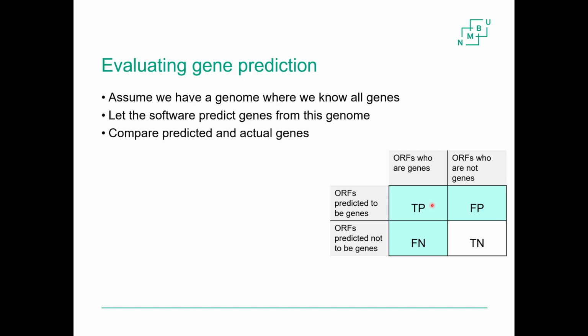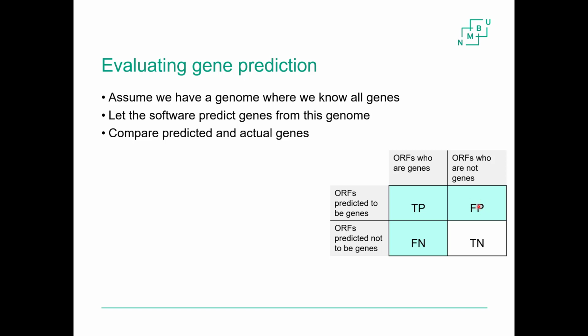But of course, we must expect to have some errors. And here is one way of making an error, the false positives. Those are all the cases where we predict a gene, which is actually not a gene. That's a false positive. And the other way of making an error is down here, where the ORF is actually a gene, but it's predicted not to be one. So that's the false negatives. So the errors are in these two cells here. And these numbers should be as close to 0 as possible, right?